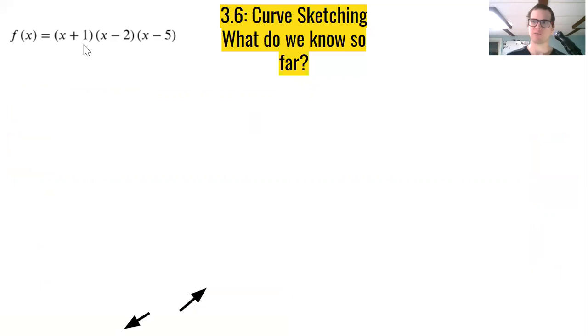f of x equals (x plus 1)(x minus 2)(x minus 5). This is a really useful form because we can get the x-intercepts and the y-intercept pretty easily from this. The x-intercepts are what? -1, 2, and 5. The y-intercept, plug in 0, is 1 times -2 times -5, which is 10.